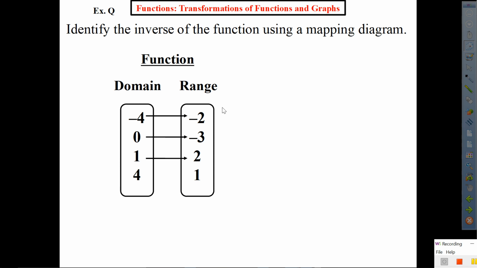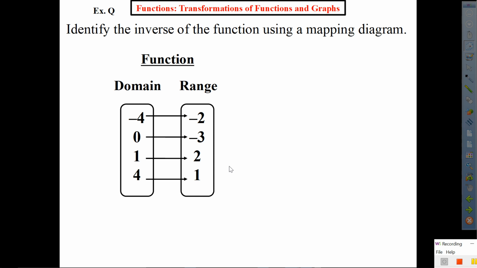So this is my function. Bless you. This is my function. Pay attention to this part. But they're asking me for the inverse. Okay, let's think back to the warm-up. We've been working with inverses for 2 weeks already.